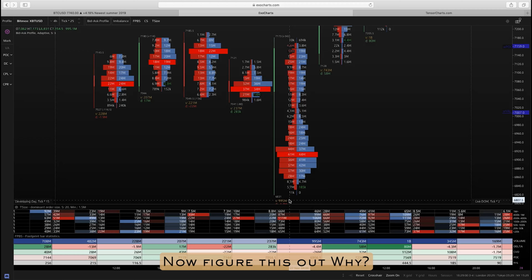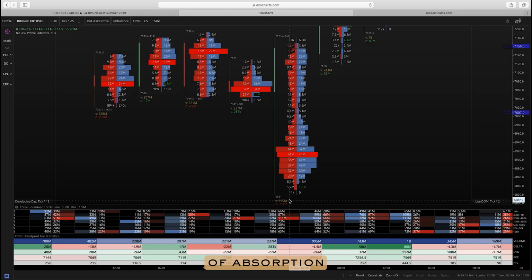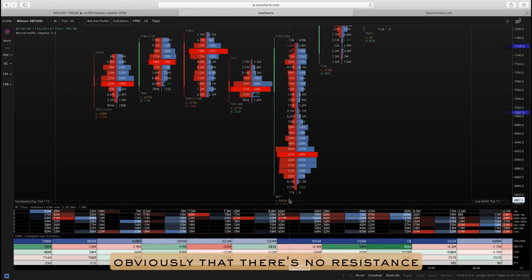Now figure this out. Why? If there are a really large amount of buyers, so delta is really high, but price does not move much, what does that potentially indicate? Well, that could potentially indicate some level of absorption. And on the flip side, if there is a reasonably sized delta, either positive or negative, but price moves a lot, this could indicate that there's no resistance in the face of price, or that there is a lack of liquidity. So two things that this might potentially indicate.